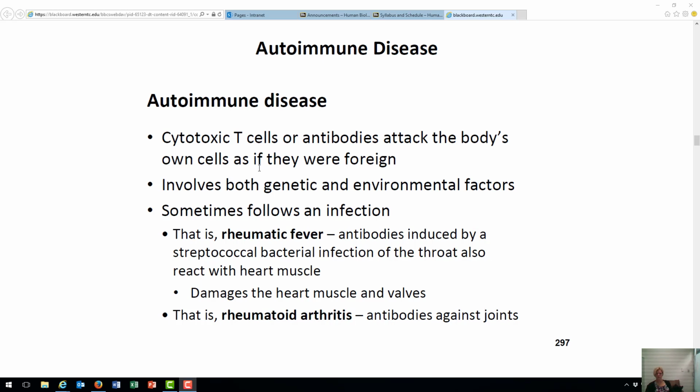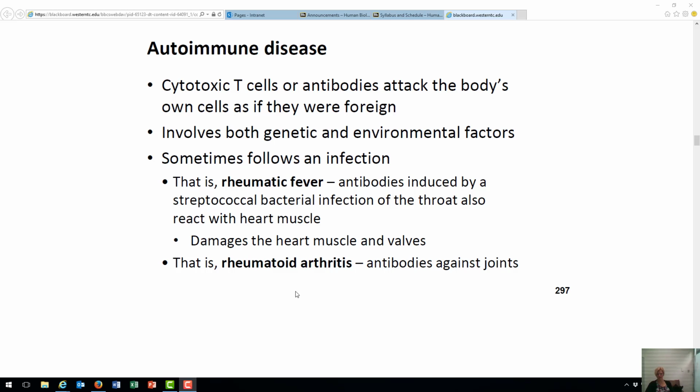So autoimmune diseases are when T cells or antibodies that normally should leave self cells alone, see these cells as foreign. So for example, rheumatic fever is when we have a strep infection that has not been treated properly. It leads to scarlet fever, and then it can lead to rheumatic fever. And that's where the antibodies to the strep bacteria start to attack heart muscle, and it can damage the valves and the heart itself and lead to chronic heart disease because of damage from the body's own antibodies against strep starting to attack the heart muscle and valves.